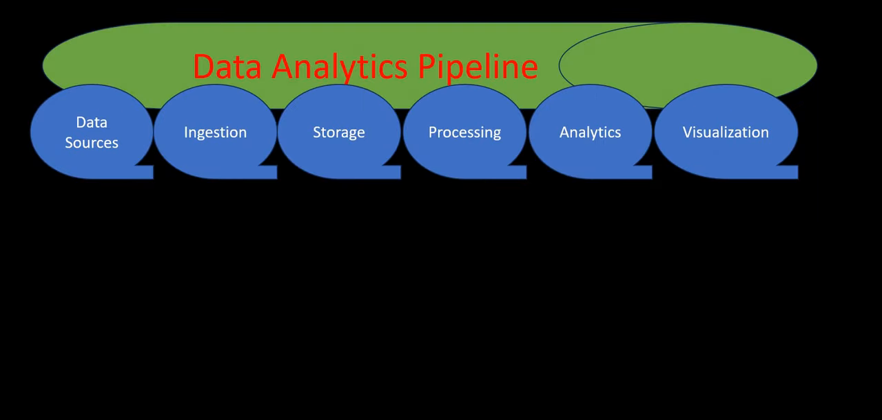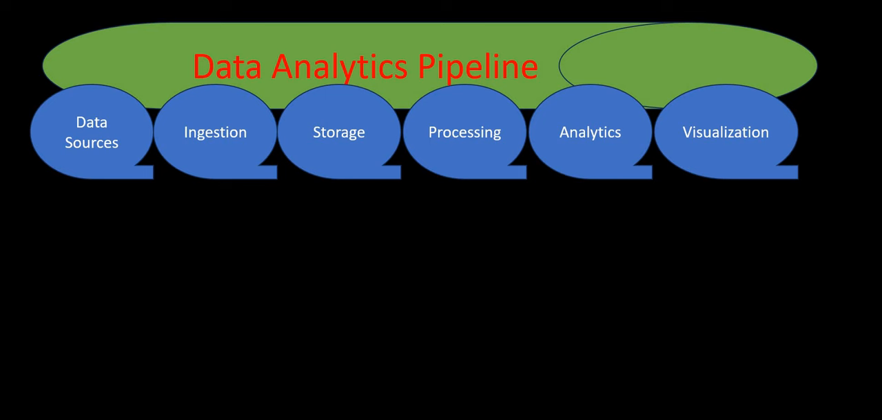This is the flow of data, the data analytics pipeline. First is the data source which generates the data, then ingestion, where data is collected, then storage, and then processing of data. Processing depends on your requirement, so there are two ways. Either you can store your ingested raw data and then do the processing, or you can directly process the ingested data.